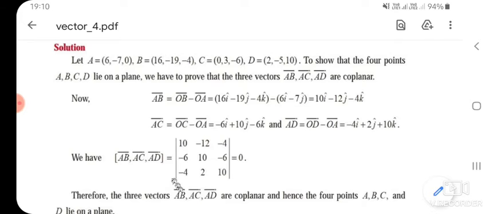If we solve this determinant, 10 into the bracket 10 into 10 minus minus 6 into 2, that is 100 plus 12, 112 into 10. Similarly, minus 12 into 6 minus 6 into 10, minus 6 into minus 4. Similarly, plus minus 4 into minus 6 into 2 plus 10 into 4.